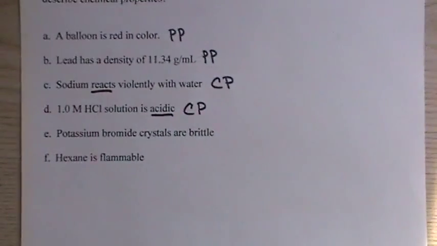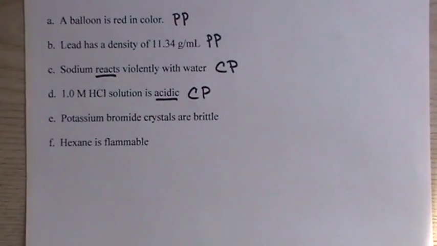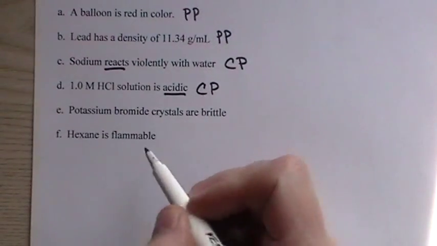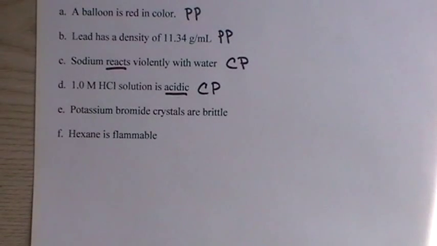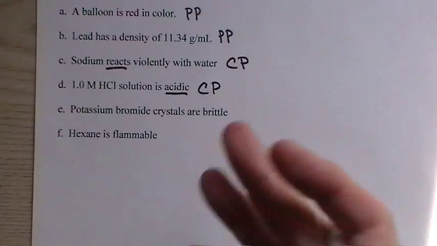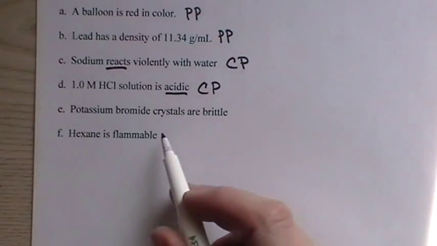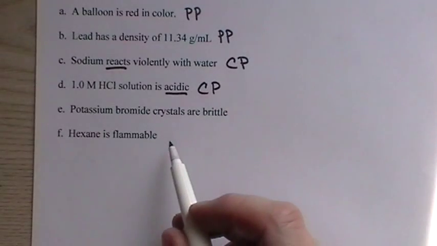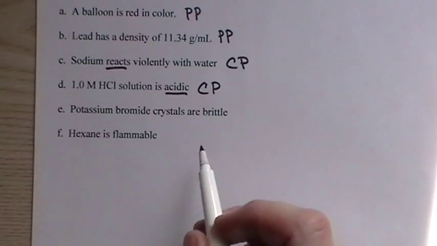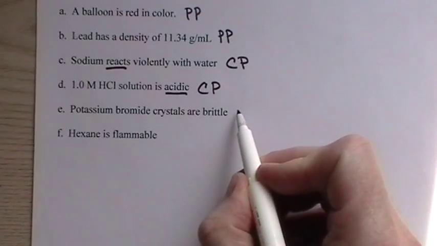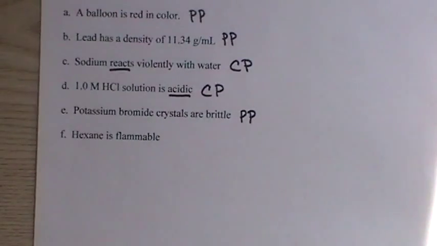Potassium bromide crystals are brittle. If you take a big crystal of potassium bromide and crush it with a hammer, you've definitely changed its structure on the macroscopic level, but you haven't changed the potassium bromide itself. It's still potassium ion and bromide ion. That hasn't changed, so whether it's brittle or not is a physical property.